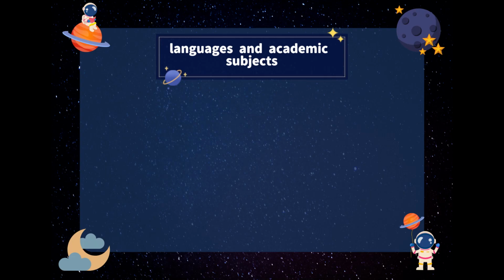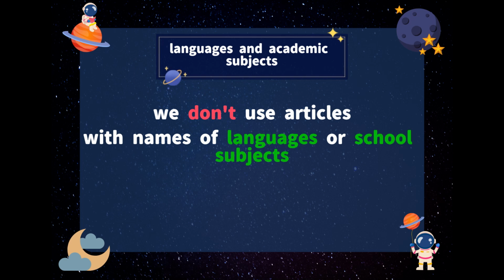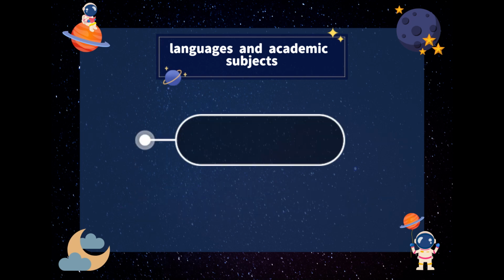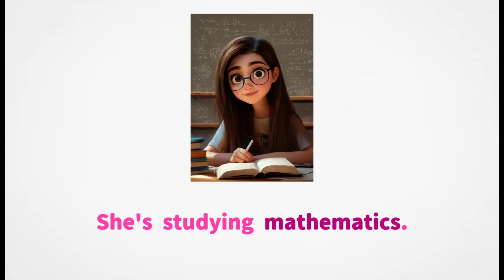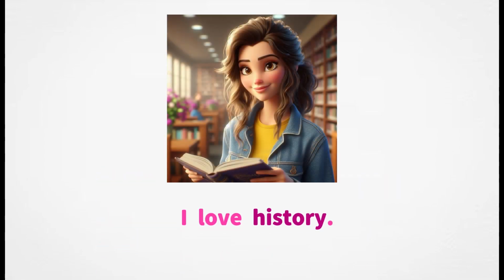Languages and academic subjects. We don't use articles with names of languages or school subjects when used generally. Examples. He speaks Arabic fluently. She's studying mathematics. I love history.